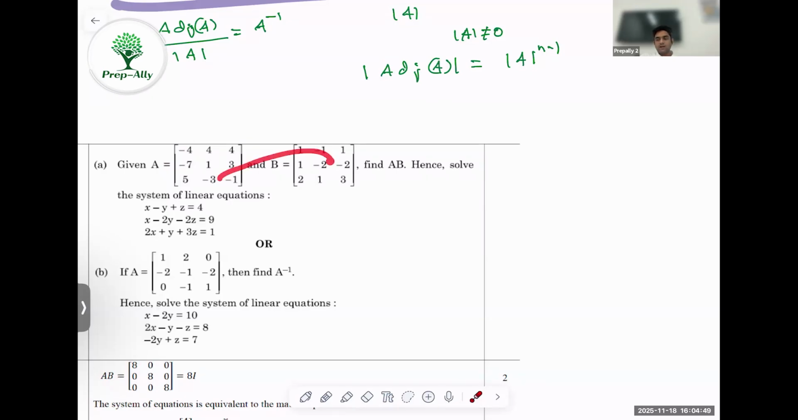Because otherwise, if they're just too random, that means it's not helping you out in the solution. You do not have a next step. Or they will directly give you A and ask you to find A inverse, because it's more or less the same. And then we have to solve the system of linear equations.